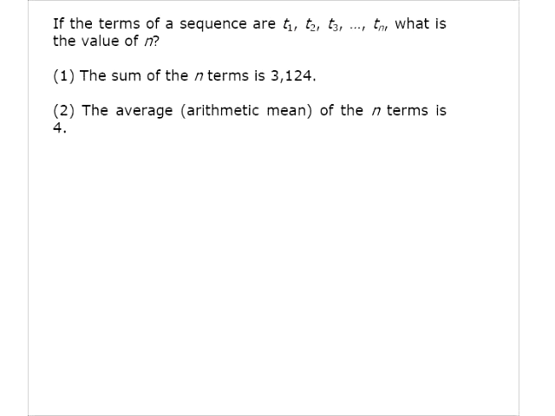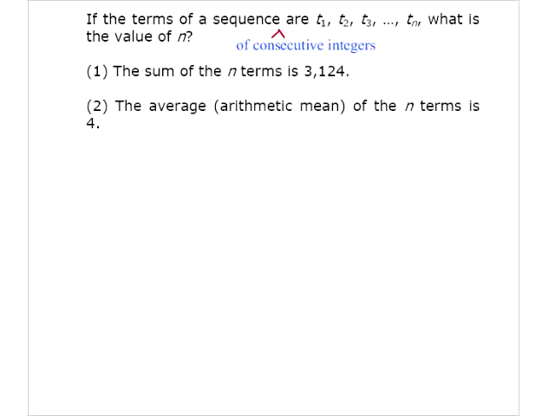If they said, if the terms of a sequence of consecutive integers are blah, blah, blah, what's the value of n? Does that actually change anything? I mean, would it change anything in terms of statement 1 or statement 2 being sufficient on their own?